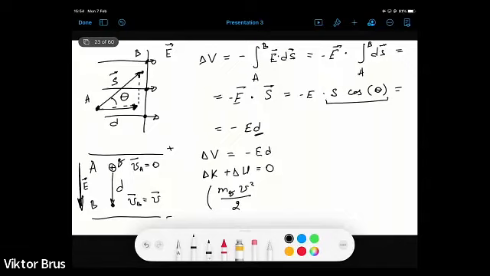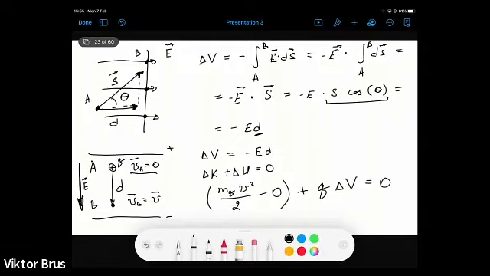However, this is total kinetic energy at point B. So we need to find the difference, the change of kinetic energy, meaning that we need to subtract initial kinetic energy. Initial kinetic energy was 0 because this velocity vector at point A was 0. So we put here 0. Then we come back to potential energy, and that is the change of potential energy. That will be Q times delta V, as we discussed previously. And this should be equal to 0.